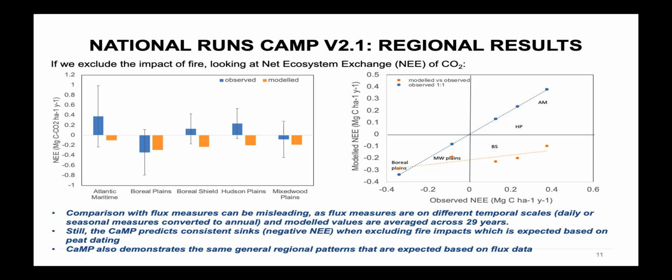That's what we expect. But the flux data is a little bit more variable because they're taking daily or seasonal rates and then converting them to annual. When we look at the observed to modeled graph, at first glance it looks like the model might be doing a pretty poor job. But if we use our common sense, because these are flux rates and more variable, the model is still showing the same regional pattern. Based on the observed data, we would expect that the boreal plains would be a stronger sink than, say, the Atlantic maritime region, and the model is showing that same pattern. It's just that in the long term, all of those regions are sinks when we do not include fire.